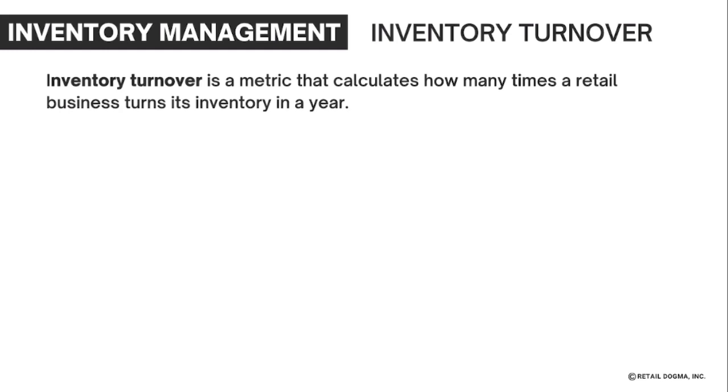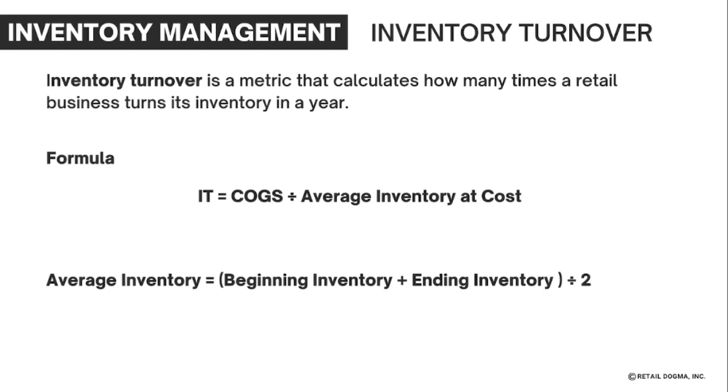The formula for inventory turnover is COGS divided by average inventory at cost value. To get average inventory, you simply take the beginning inventory at cost value and add it to the ending inventory or closing inventory at cost value, and then divide by 2 to get the average.